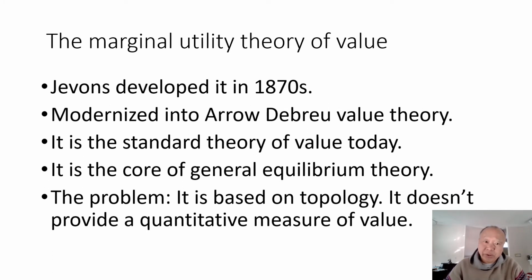Marginal utility theory of value. Jevons developed marginal utility theory of value in the 1870s. It is modernized into Arrow-Debreu value theory. It is a standard theory of value today. It forms the core of general equilibrium theory. The problem is that it is based on topology. It doesn't provide a quantitative measure of value.